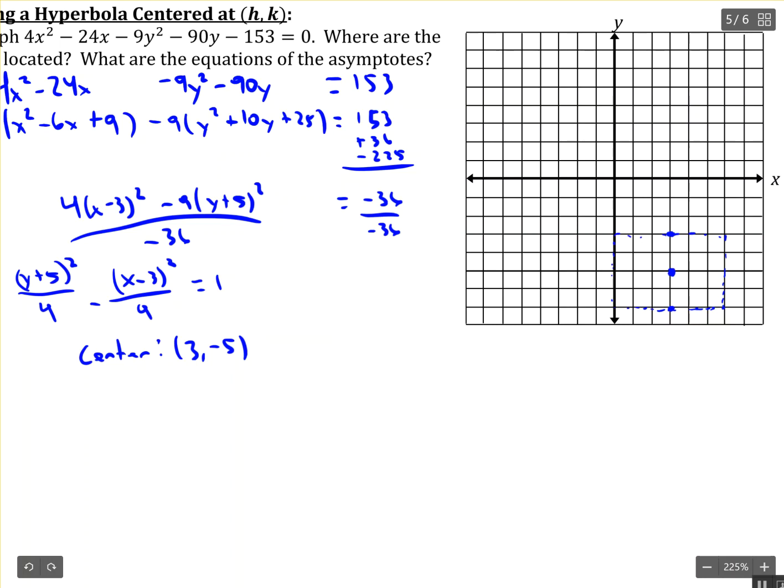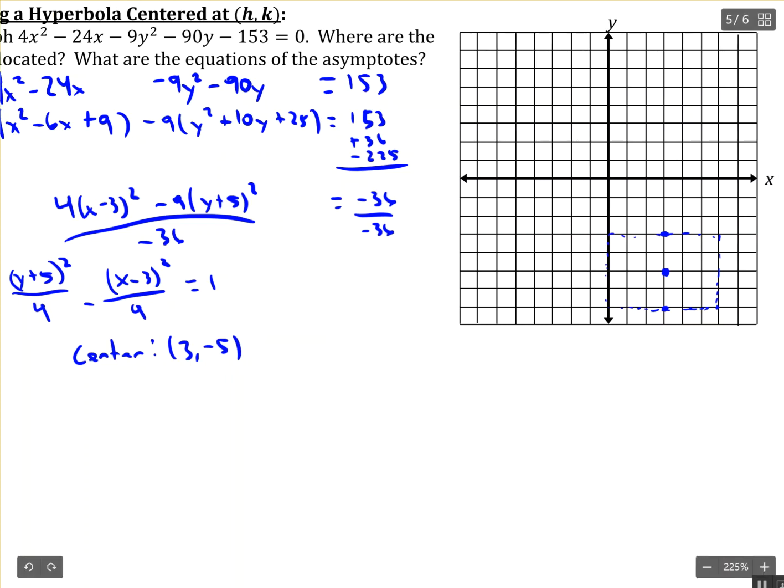All right, so again, it opens vertically because the y is a positive term. All right, so our c squared is equal to 9 plus 4, which is equal to 13. So c is equal to the square root of 13. So, again, somewhere between 3 and 4. It's 3.5-ish. So we're going to go up about that, go down about that. And then let's draw our asymptotes.